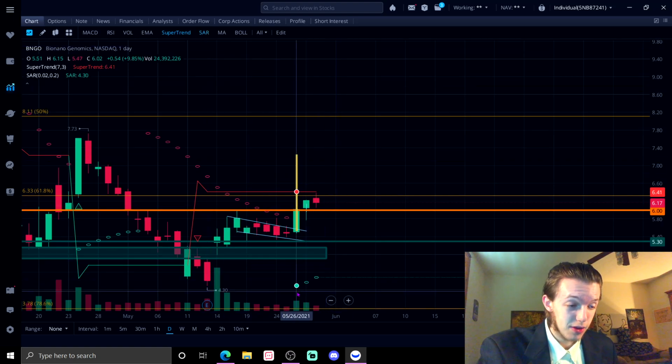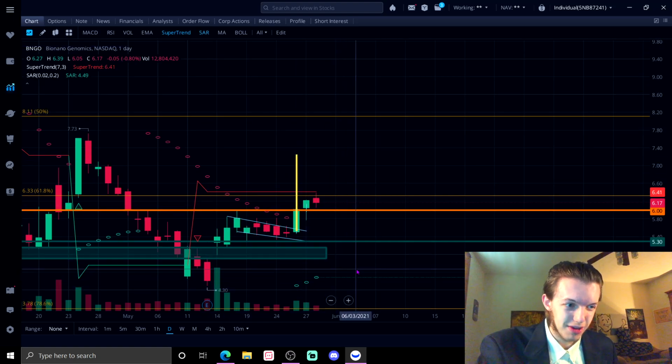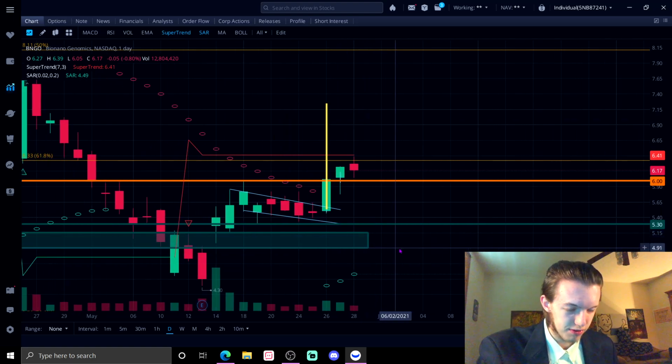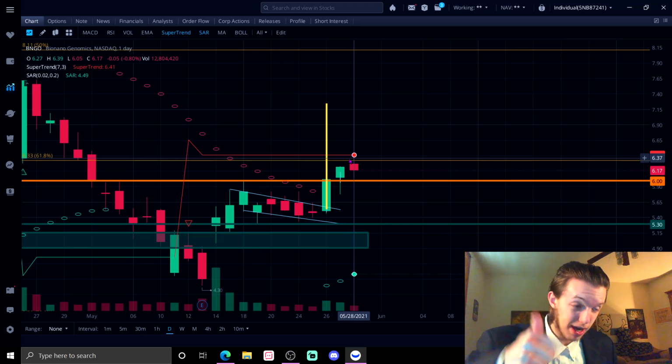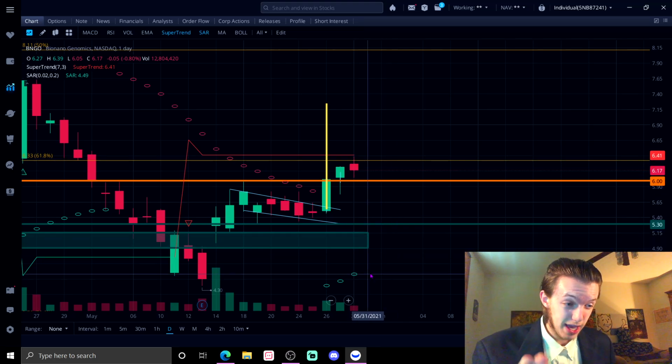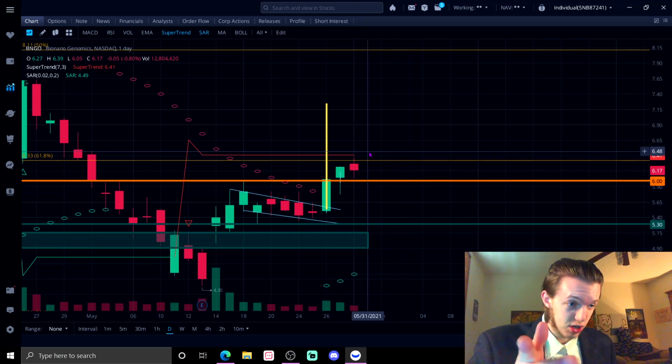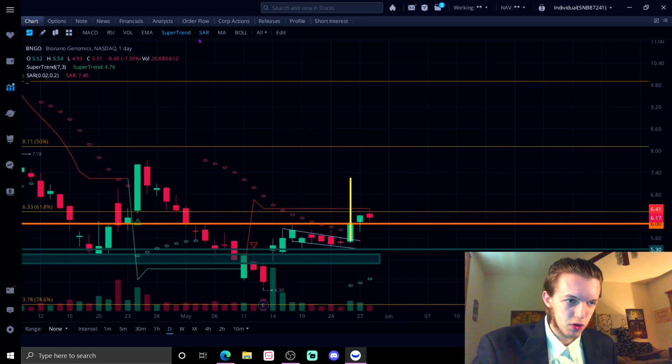The parabolic SAR on the daily, however, the stop and reverse indicator, is green, it is bullish, my friend. That's what you want to see. When it's green, you're likely to go up. When it's red, you're likely to go down. We like to look at two time frames for the Supertrend and the SAR primarily, the daily and the 4 hourly, those are the two most important ones. On the daily it's a split right now. The ratio is 1-to-1, one bearish, one bullish.